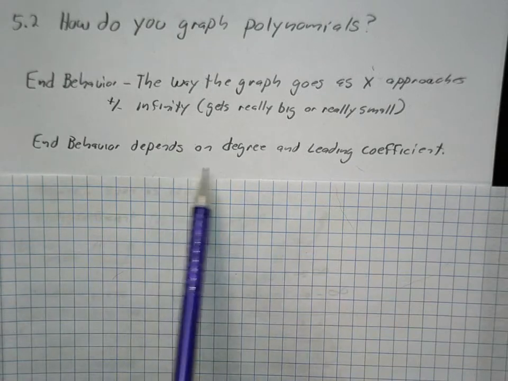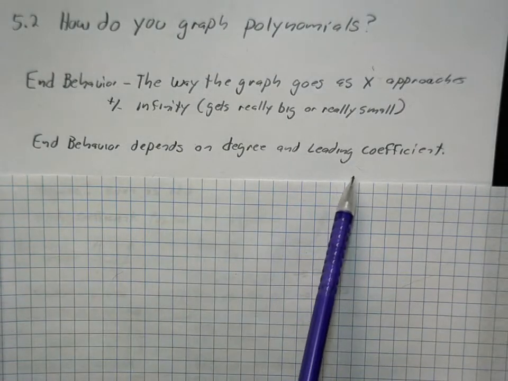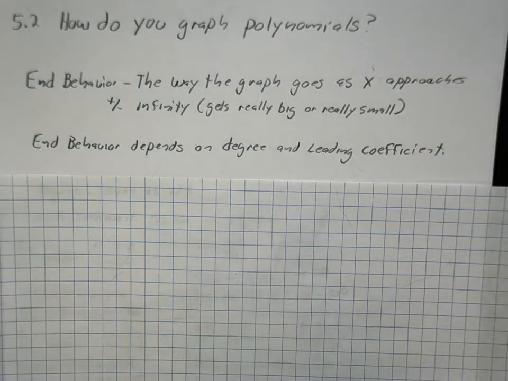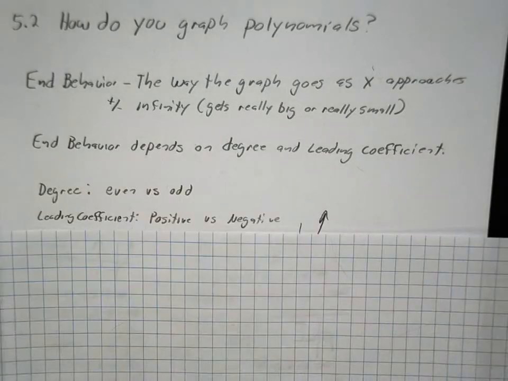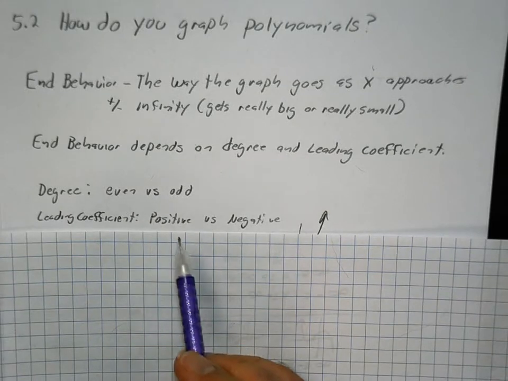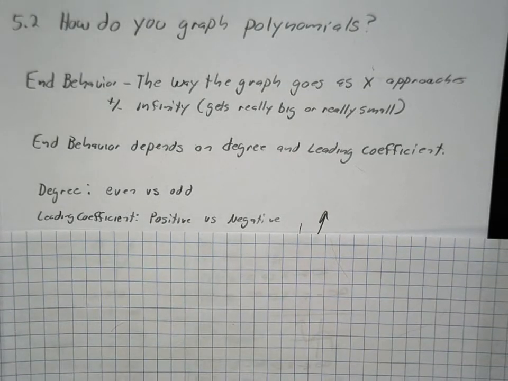End behavior depends on the degree and the leading coefficient. Okay, so that's what's going to tell us what the end behavior is. So basically, whether the degree is even or odd, and whether the leading coefficient is positive or negative.